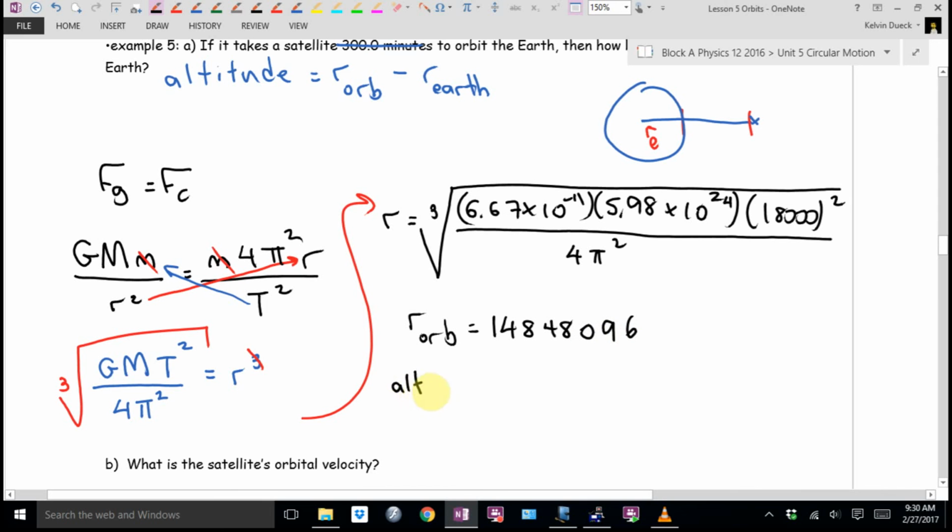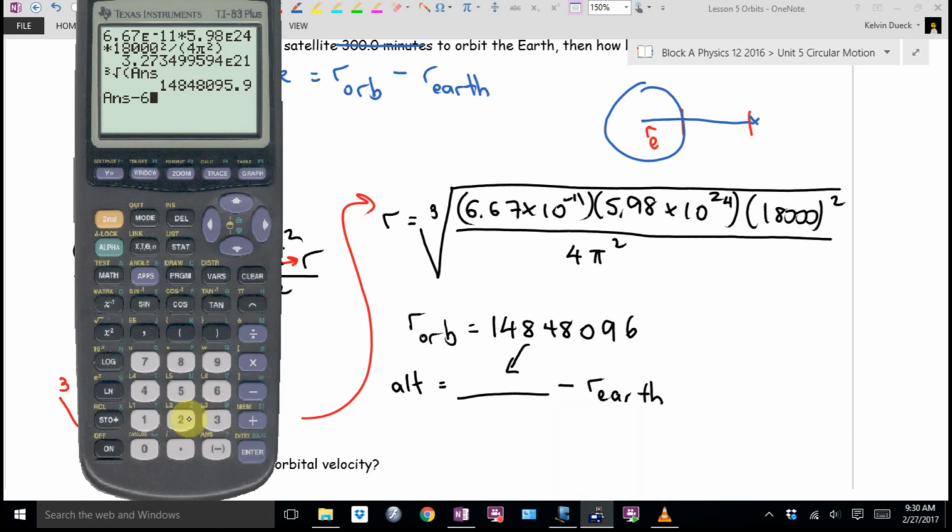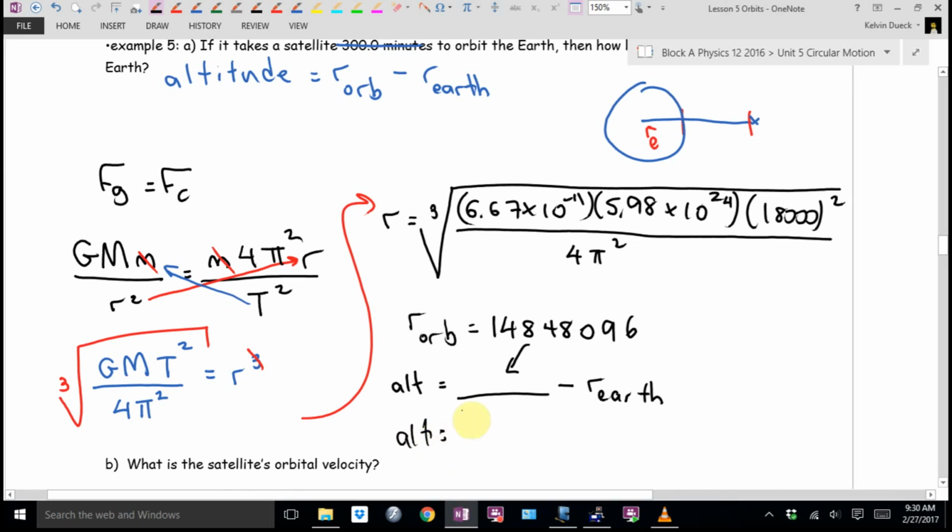So the altitude is going to be this number minus the radius of the Earth. See how lazy I was? I didn't bother rewriting that number twice. You can, but... So this number minus 6.38 times 10 to the 6th. And I get 8.47 times 10 to the 6th meters above the Earth.